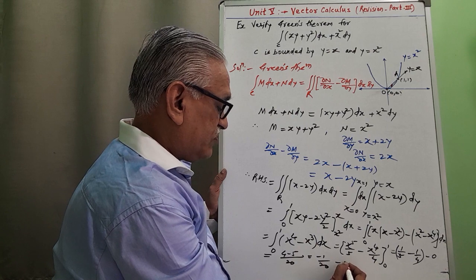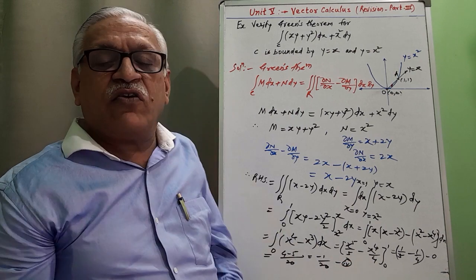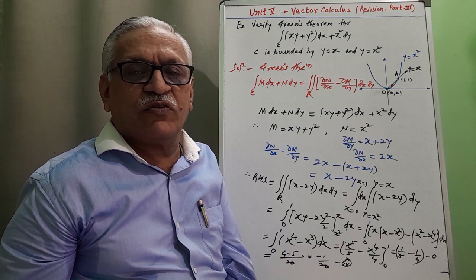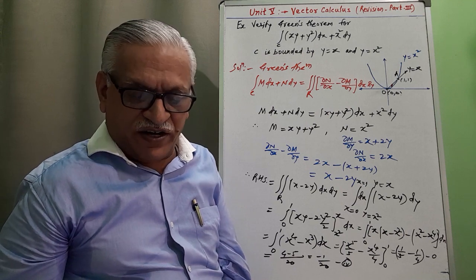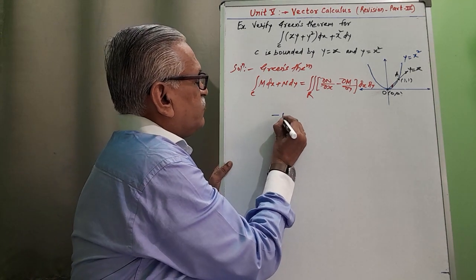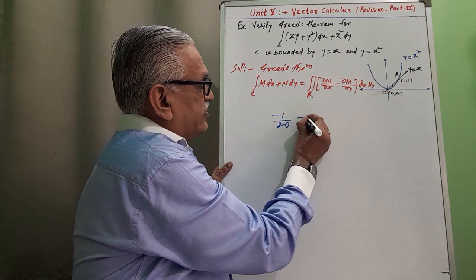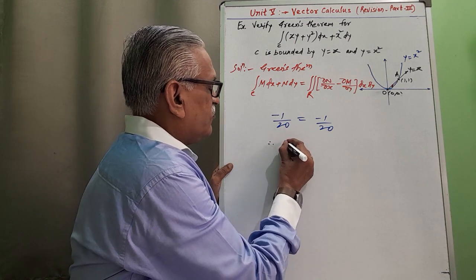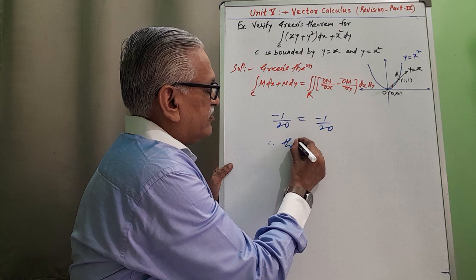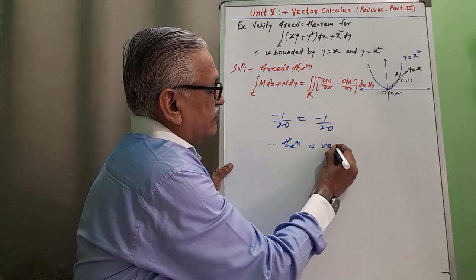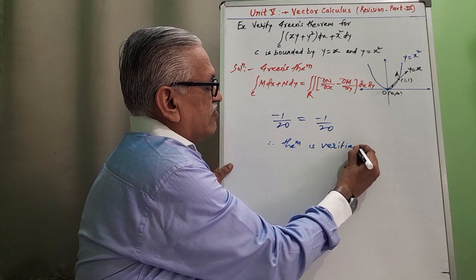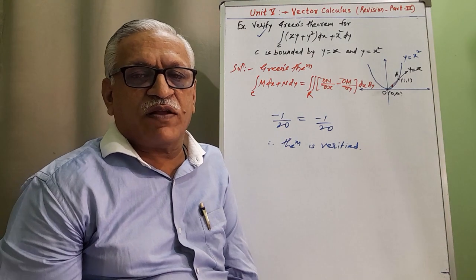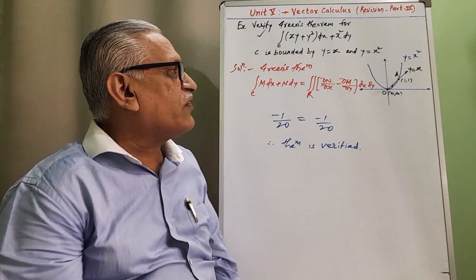Equation number 4. Value of RHS, and if you see the values of LHS and RHS, both values are the same, which means the theorem is verified. The value of the left hand side is minus 1 by 20, and the value of the right hand side is also minus 1 by 20. As the values are the same, therefore the theorem is verified. Green's theorem is verified. This was one problem of Green's theorem, showing how we can verify Green's theorem.